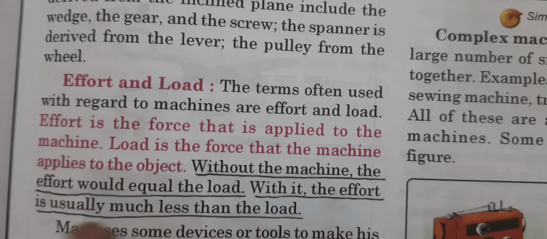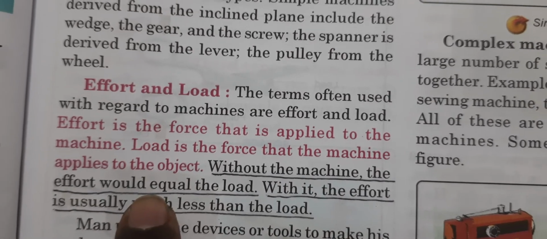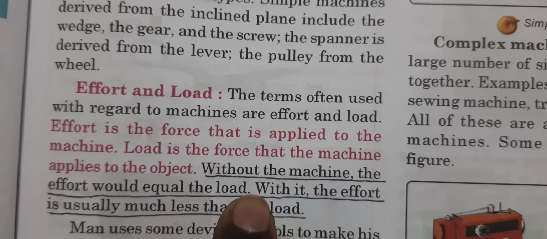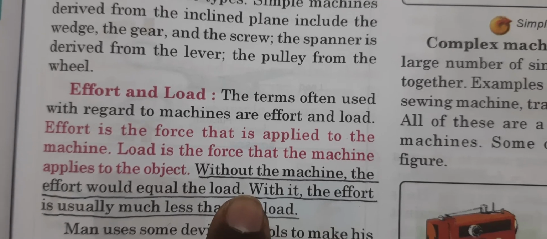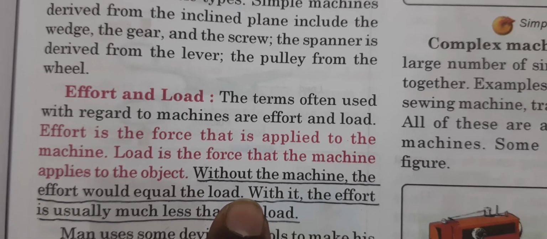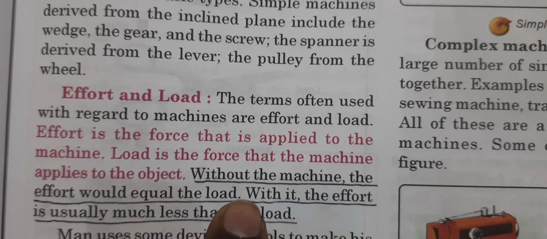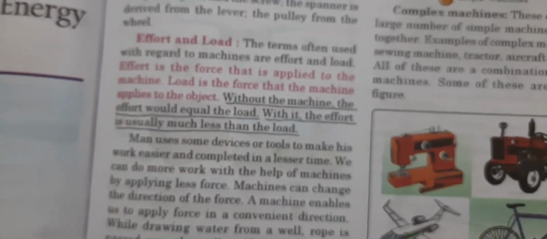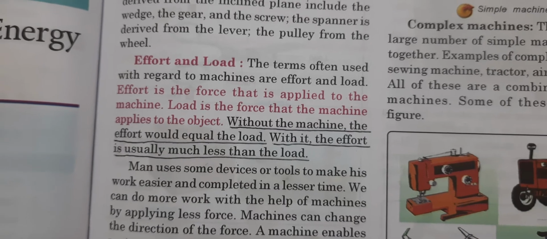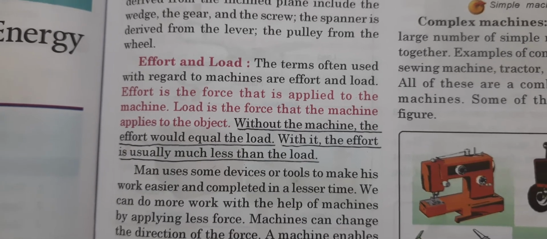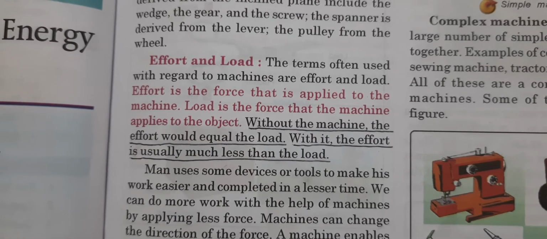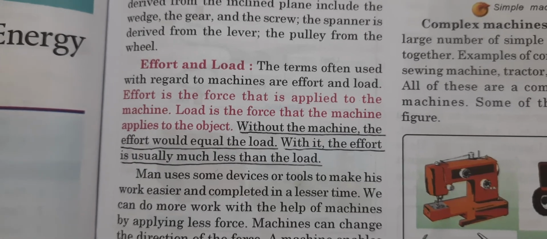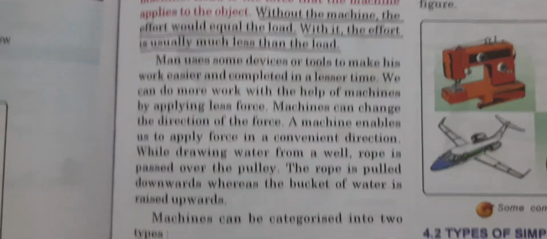Now without the machine, the effort would equal the load. That means, in other words, you have to give more force if you have to overcome that task without the machine. So while you're using the machine, you are giving less effort as compared to what you would have given without using the machine.